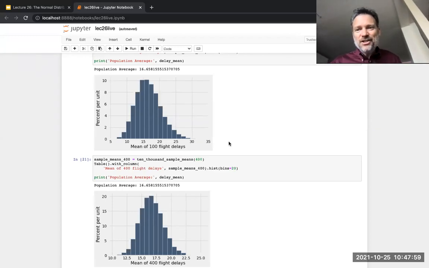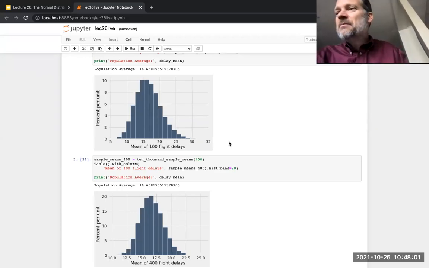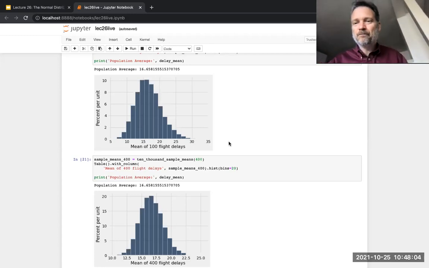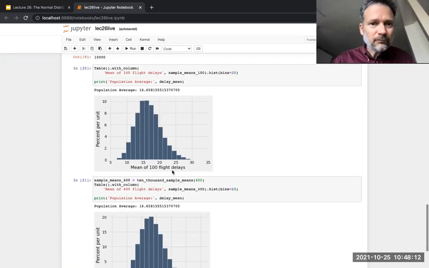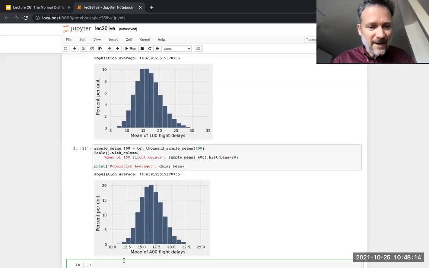The standard deviation is a measure of the width of the normal curve. These both look like approximately a normal distribution. We could measure their width using the standard deviation. So let's try to do that.